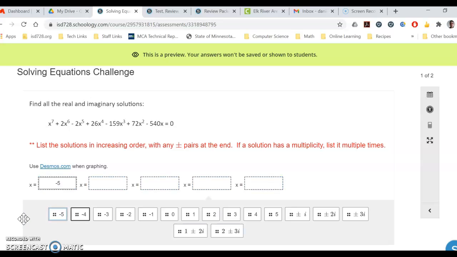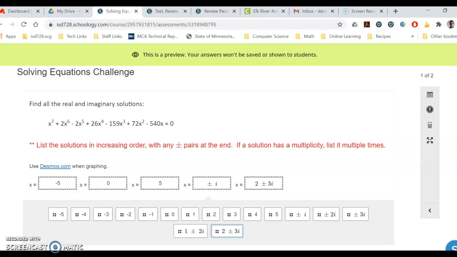Any negatives would go first. Then, say there's a 0 answer and maybe 5 was also an answer. Then any plus minus pairs will go at the end. List them that way and then it'll auto correct. Those aren't the right answers or anything, just a demo. That's how you fill it out.